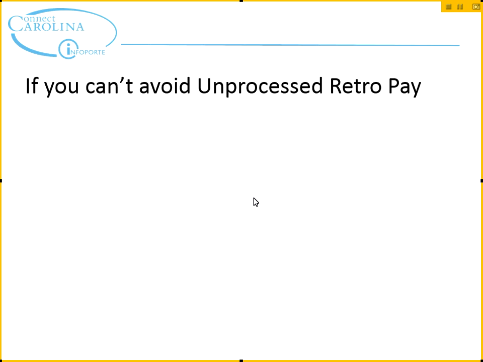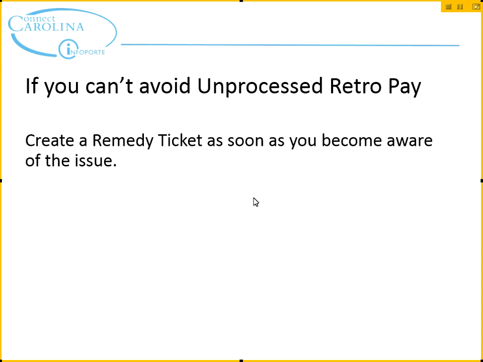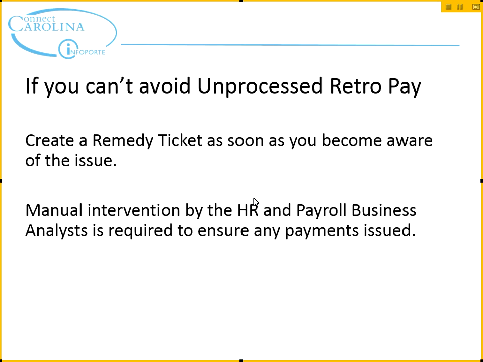So what to do if you can't avoid unprocessed retropay? That's when you know that you're entering an action that the system's not going to handle the retropay automatically. First thing to do is to create a remedy ticket as soon as you become aware of the issue. These unprocessed retropay payments require manual intervention by both the HR and payroll BAs. They're really time-consuming to fix, so the more heads up you can give us that you have one of these issues, the better.